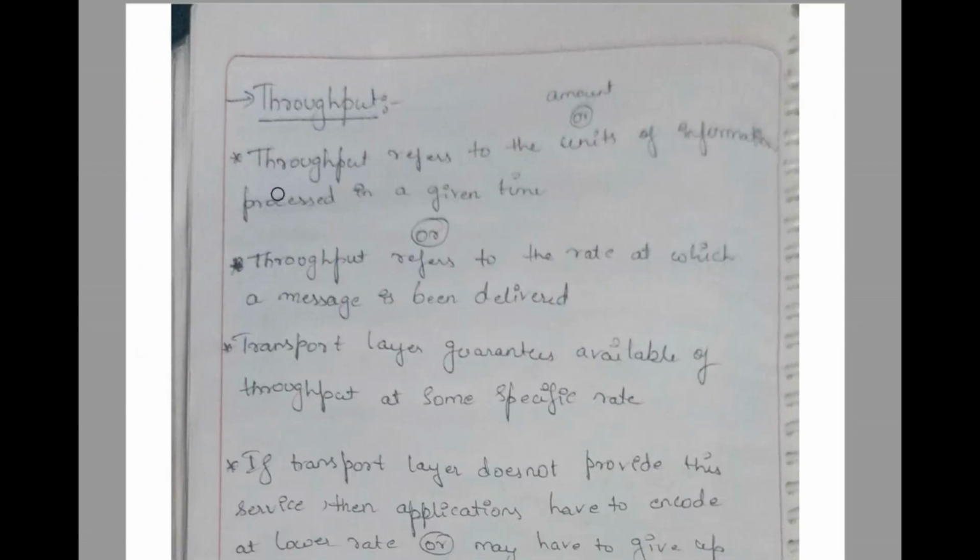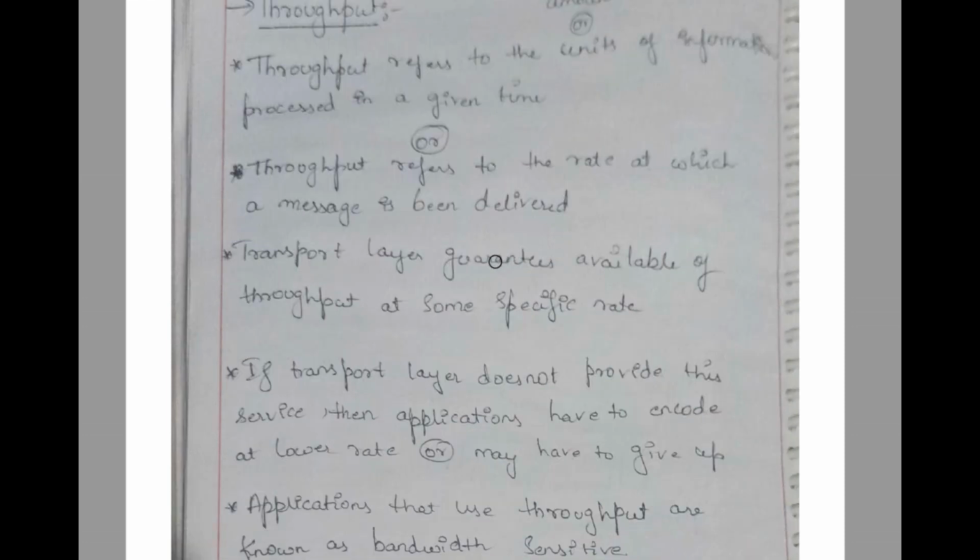So next one is throughput. Throughput refers to the amount of information processed in a unit of time. So in a given amount of time, how much data has been processed. This is throughput. Throughput refers to the rate at which a message is being delivered, the speed at which the message is being delivered. You can write either, or you can write both.